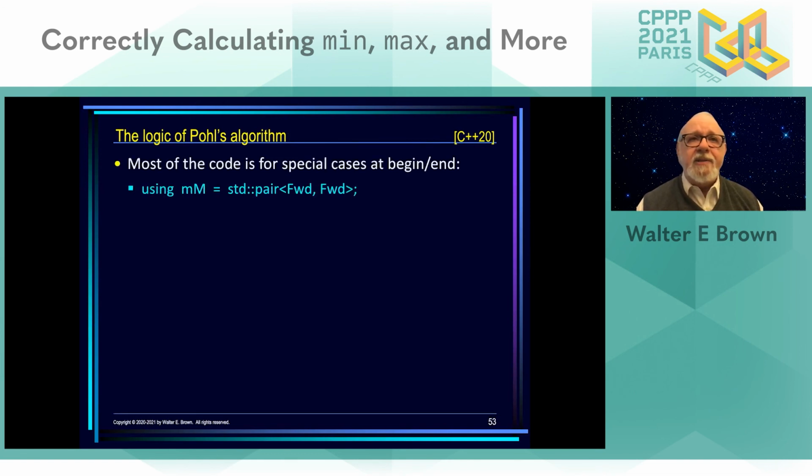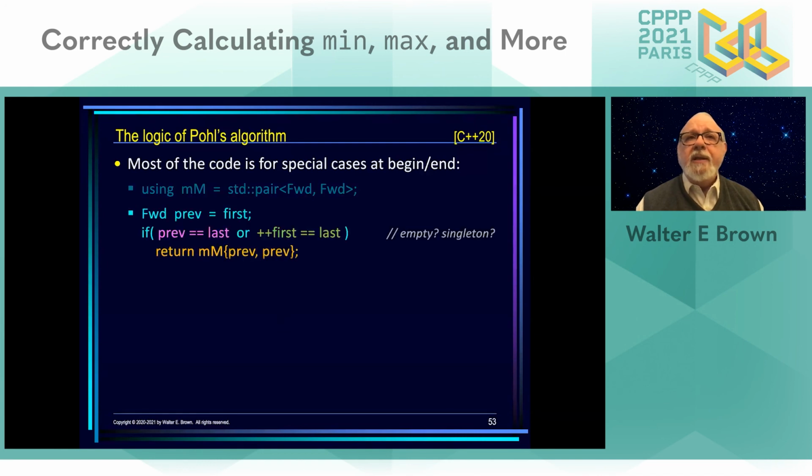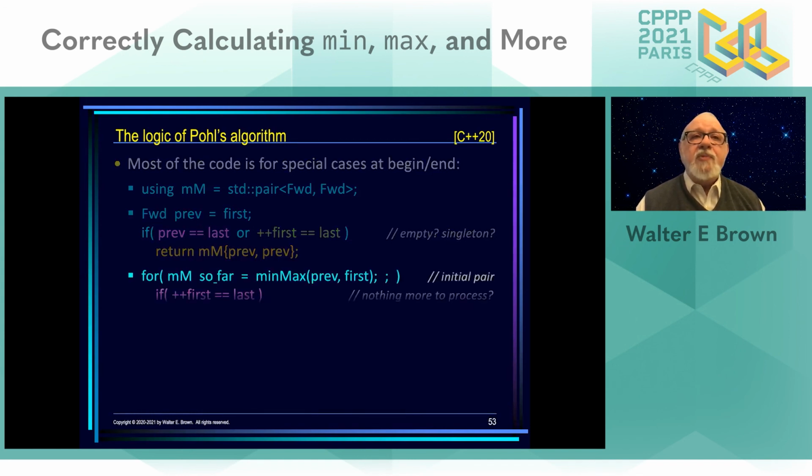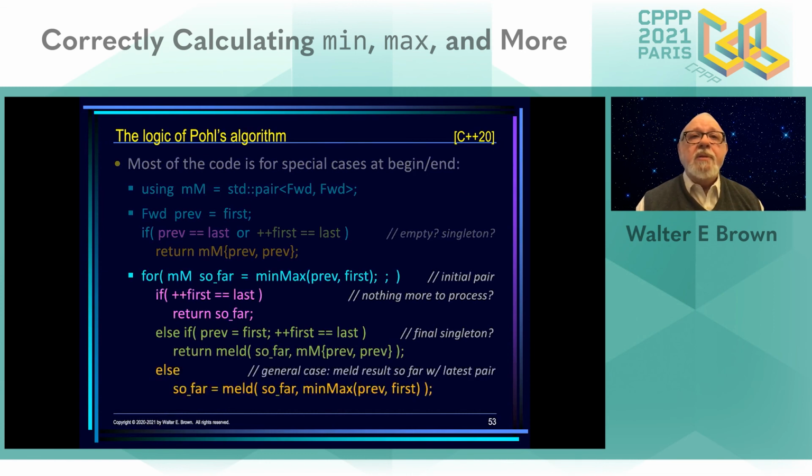So here's a using, here's the introduction, handles the case where the sequence is empty or the sequence has only 1 item in it, which I've called a singleton. Otherwise, we have at least 2. So minmax of the first 2 is my initial guess. And now I have 2 cases. Have I run out? Then return my answer so far.